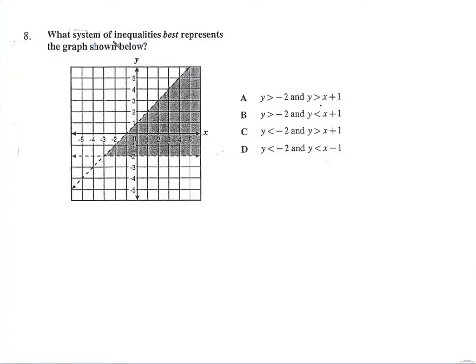What system of inequalities best represents the graph shown below? Okay, so this one, this is a y. Is it greater than or less than? It's above this line. So, gentlemen, this is where you participate. Is it greater than or less than this line? Greater than. Yeah, greater than. It's above the line, so greater than negative 2. So it can't be those two. And now we don't even need to know the line. Is it above or below this other line? It's below, so it should be less than. So it's B. This says less than, so this symbol means below, and this symbol means above.